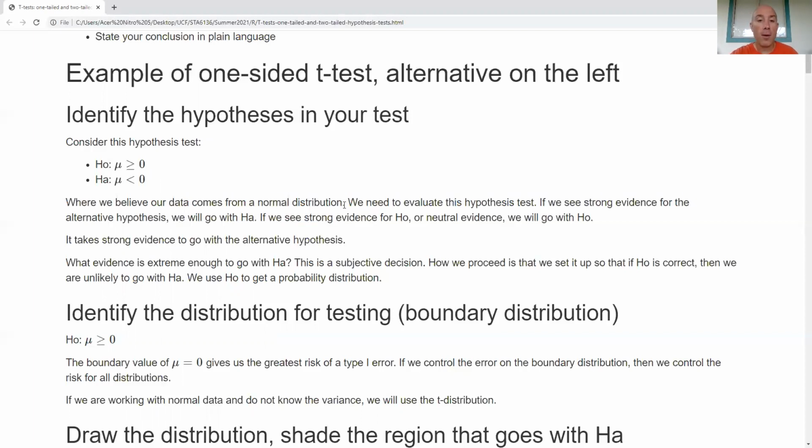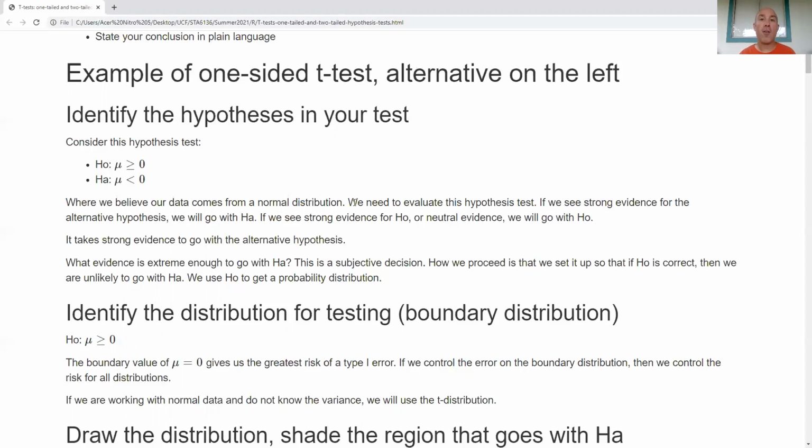All right, so now we believe that our data is coming from a normal distribution. This is important because we need a distribution to figure out probability values. What we're going to do: if I see strong evidence for the alternative hypothesis, I'm going to go with the alternative. If I don't see strong evidence for the alternative, I don't go with the alternative. If I see weak evidence for the alternative, I go with the null. If I see neutral evidence, I go with the null. If I see strong evidence for the null, I go with the null. You'll see that in most of the situations I'm listing, we go with the null hypothesis.